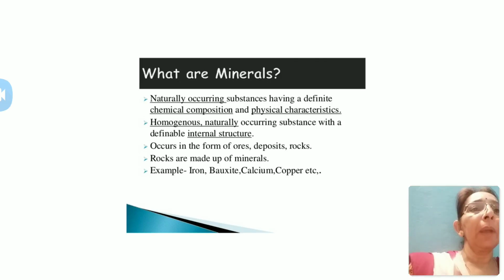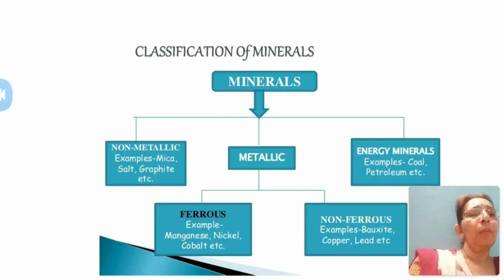What do you mean by minerals? Naturally, minerals are substances having definite chemical and physical properties. They occur in the form of ores, deposits in the rocks, and rocks are made up of minerals. For example, iron, bauxite, copper. So let's start with the classification of minerals.